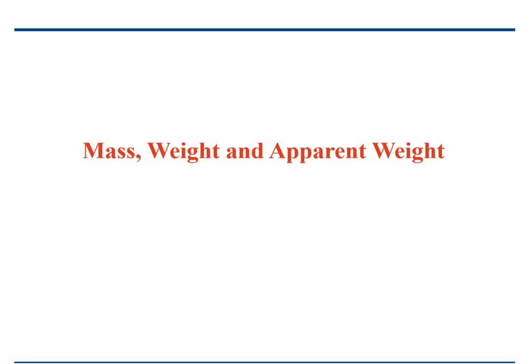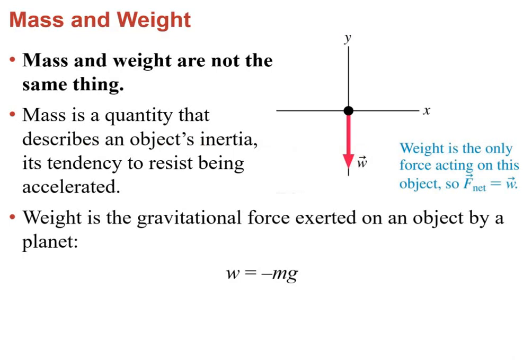Let's look at the concepts of mass, weight, and apparent weight. So we have already defined what weight is. We have defined that as the magnitude mg, and the negative sign represents the fact that weight is pointing down. Now, mass is the quantity of matter in an object, and it defines the concept of inertia.